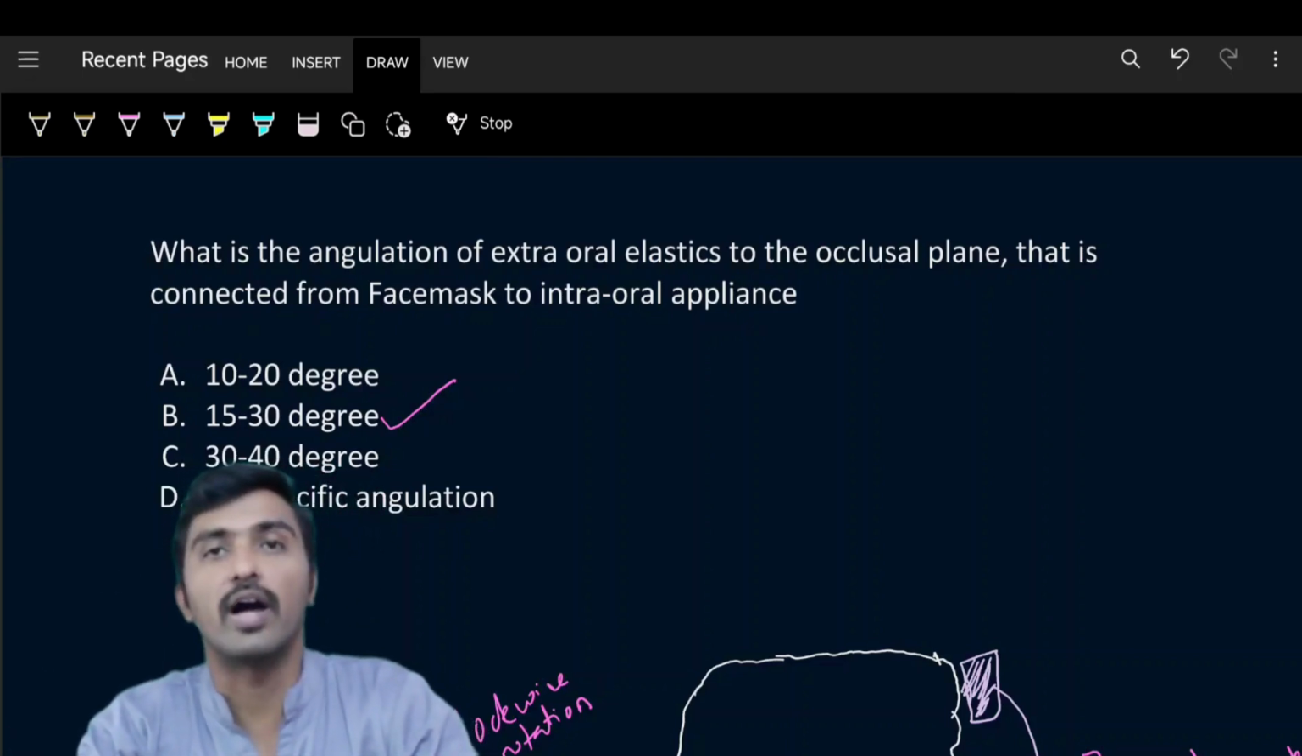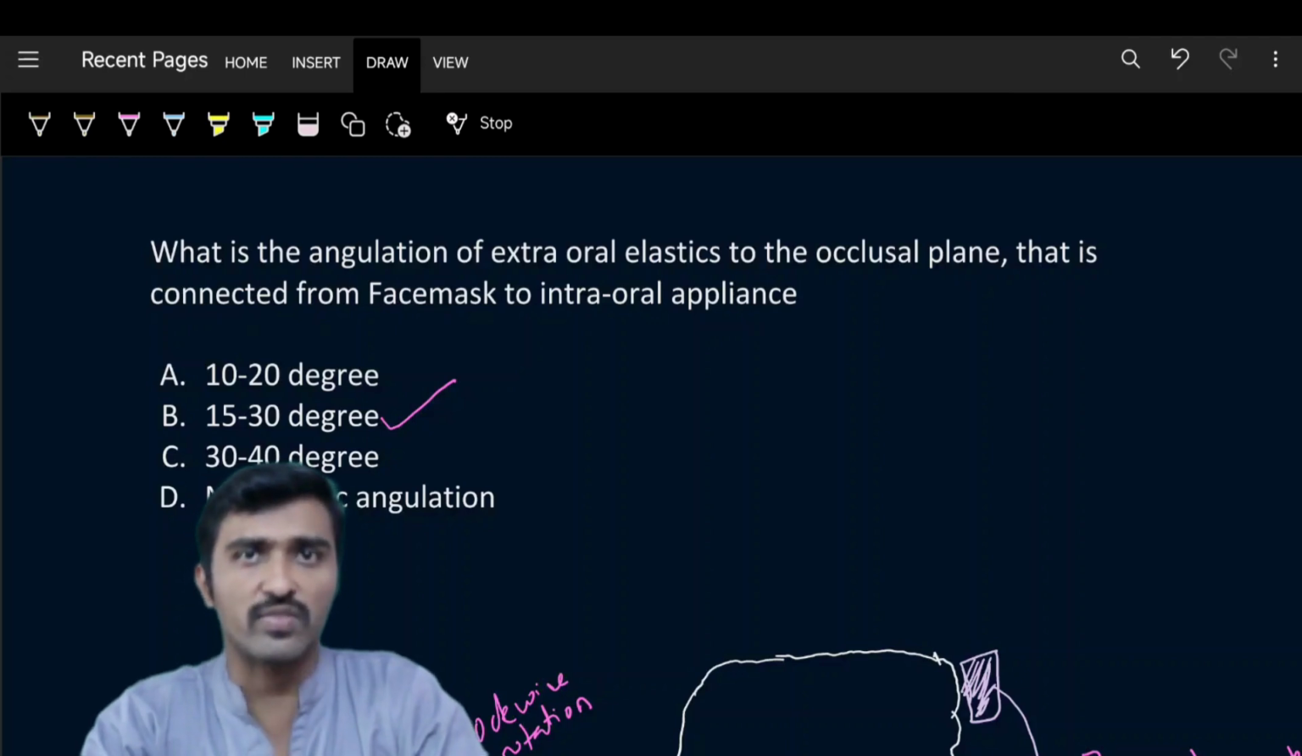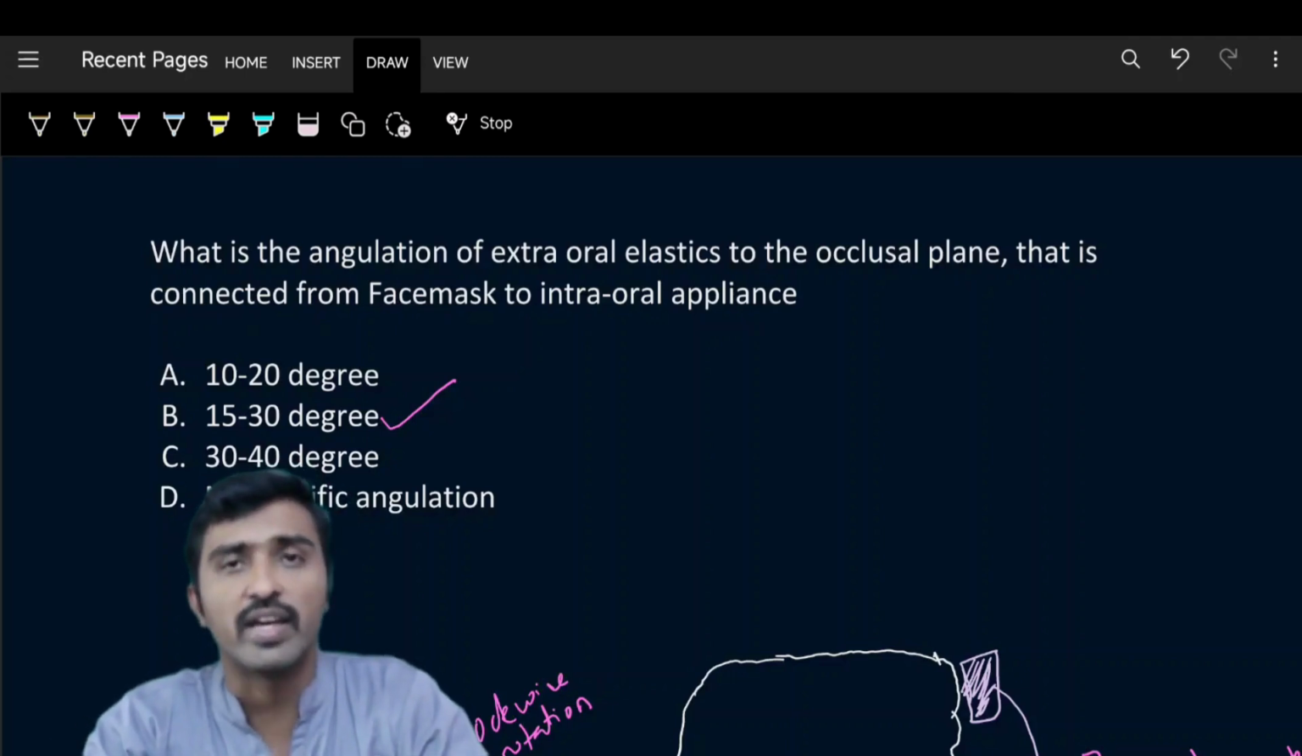Guys, I hope this crisp session was very useful regarding the angulation of extraoral elastics to the face mask and intraoral appliance of the maxilla.